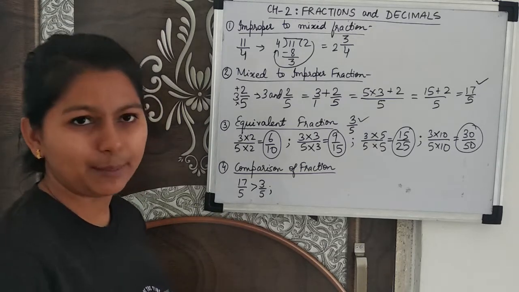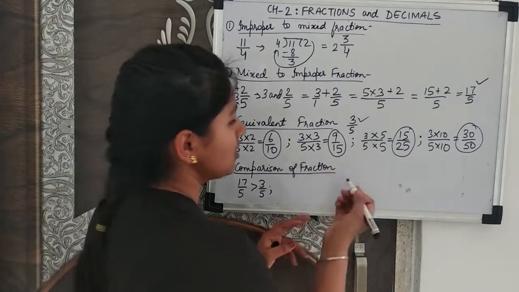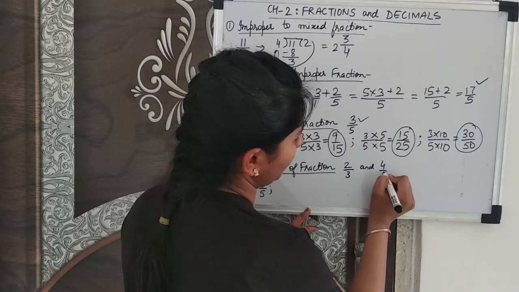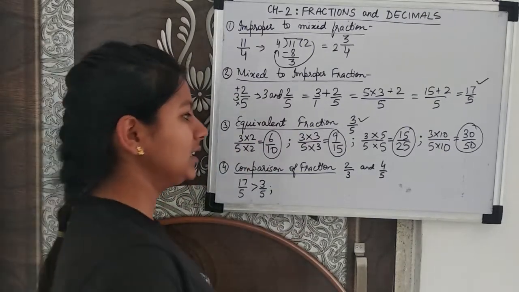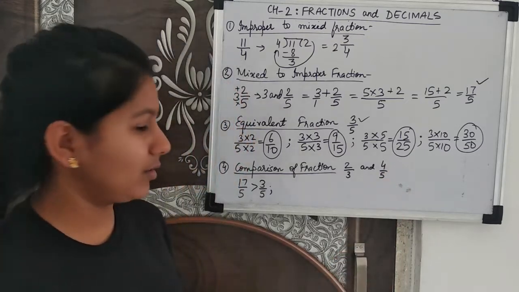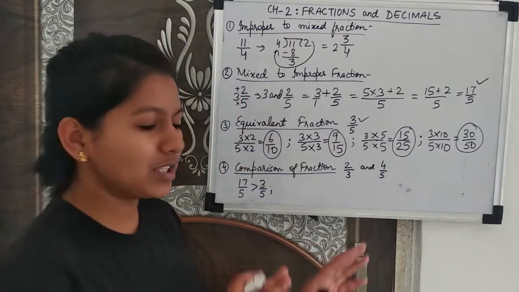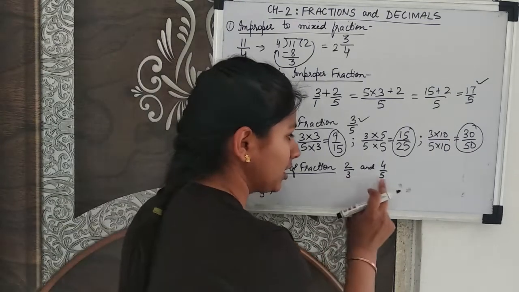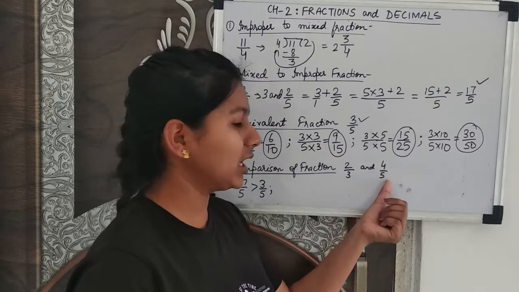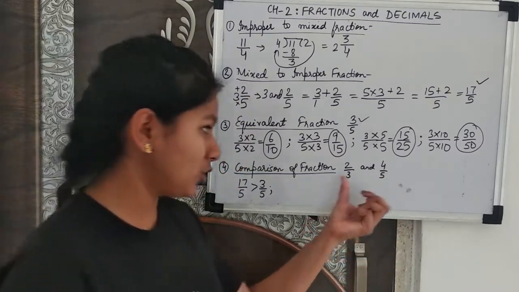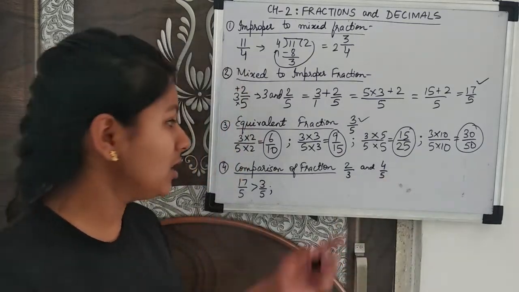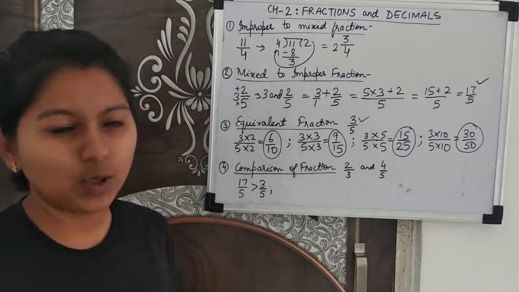So I will take one example in which we have different denominators. Supposing I want to compare 2 by 3 and 4 by 5. In this, we can't say that this numerator is bigger, so this will be a bigger fraction. No, this will not be the criterion. First, we will come to the denominator. We can see that one has denominator 3 and the other has denominator 5. So they are unlike fractions. So first we will convert them into like fractions. We will make both the denominators equal.